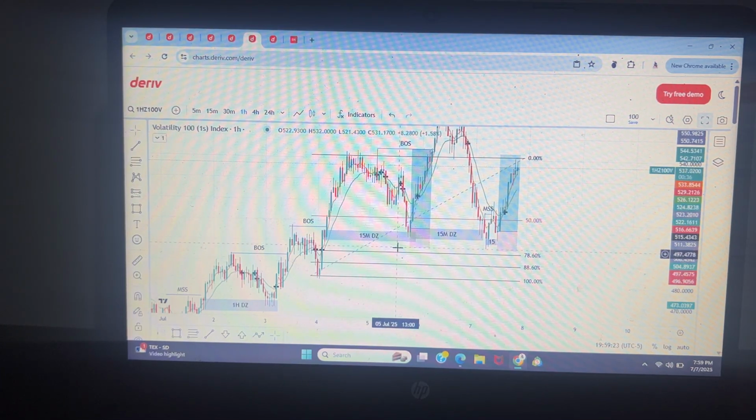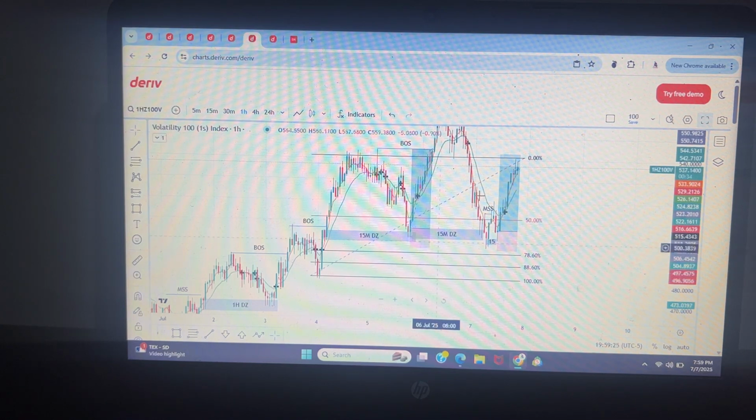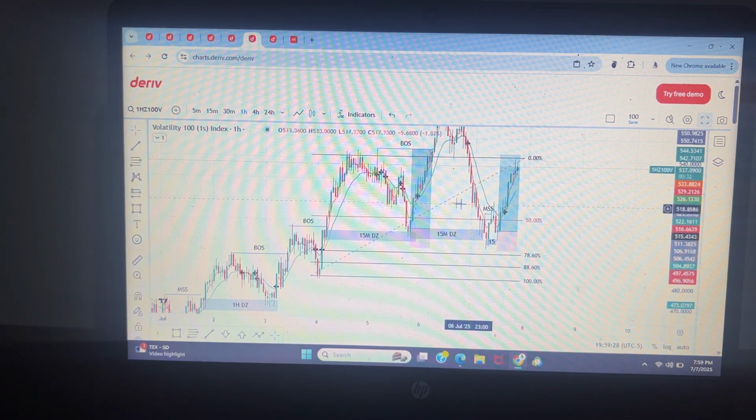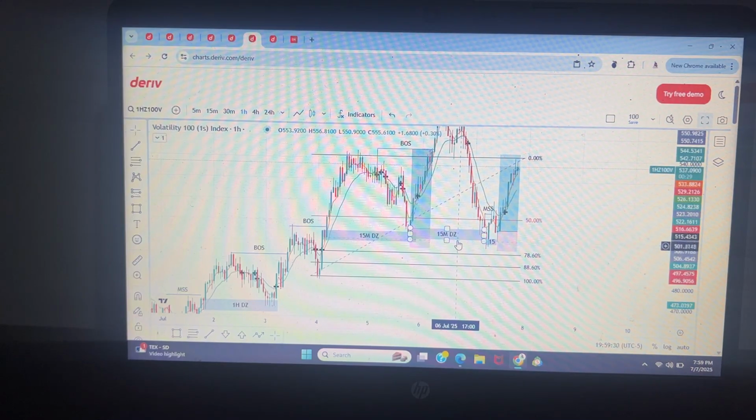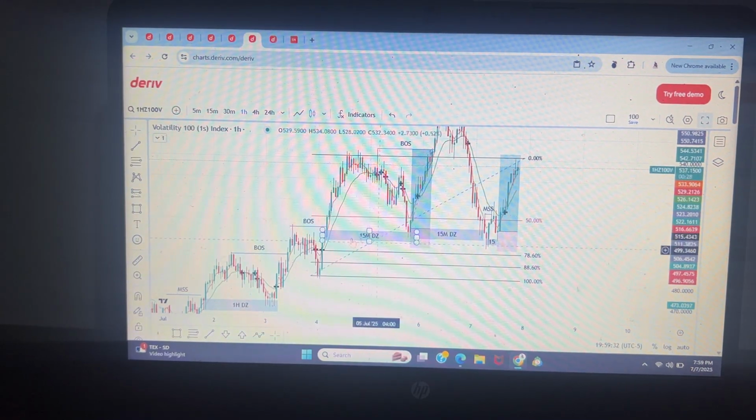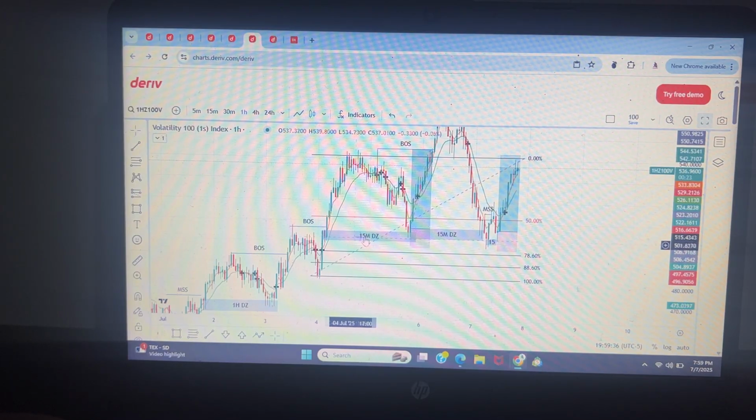In discount, you're looking for buys, and when price is in premium, you're looking for sells. So price came under discount after a break of structure. You have this 1 hour. I was on the 15-minute time frame, but right there is a consolidation, a rally, base, rally. So it's a continuation pattern for the buy.